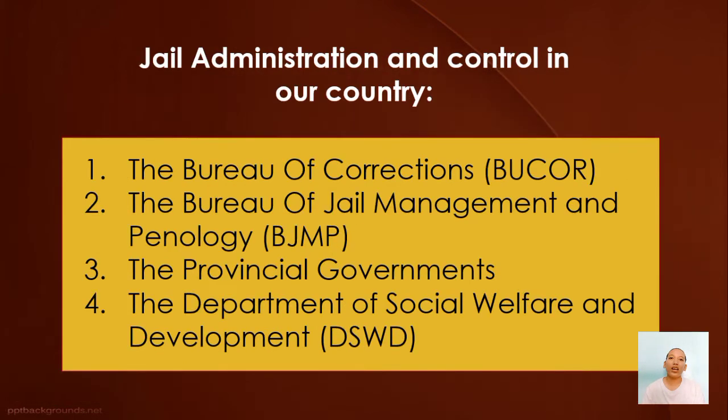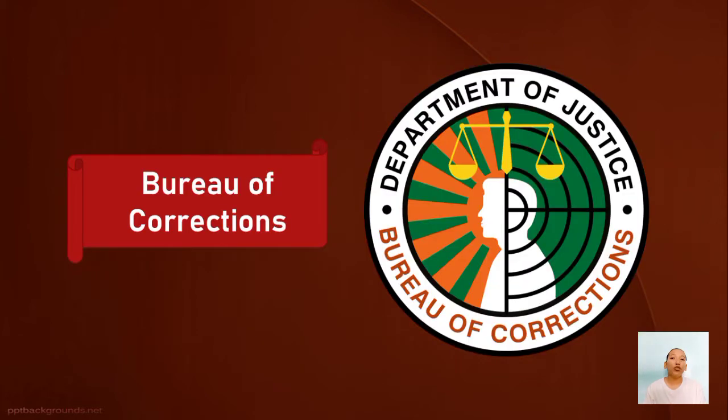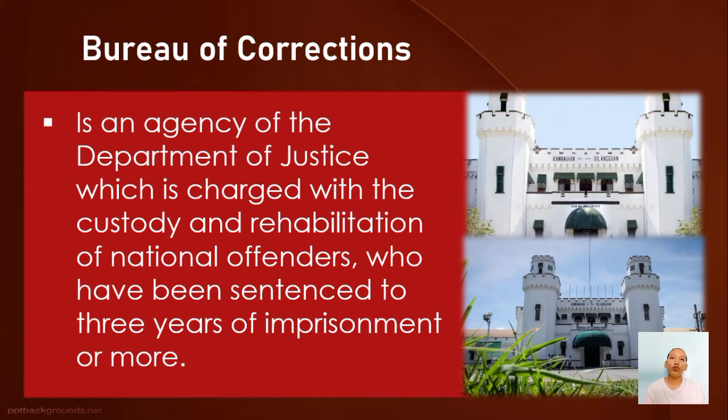Next is jail administration and control in our country. There are four: the Bureau of Corrections or BUCOR, the Bureau of Jail Management and Penology or BJMP, third the provincial governments, and lastly the Department of Social Welfare and Development or DSWD. First is the Bureau of Corrections. The Bureau of Corrections is an agency of the Department of Justice which is charged with the custody and rehabilitation of national offenders who have been sentenced to 3 years of imprisonment or more.